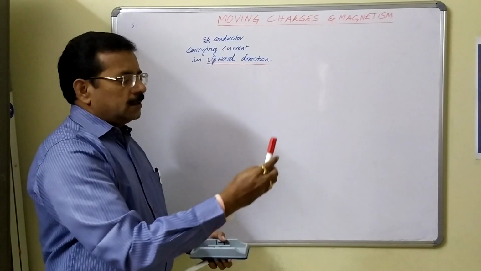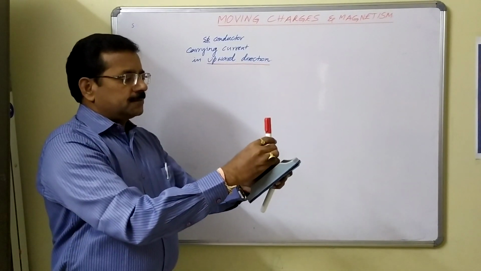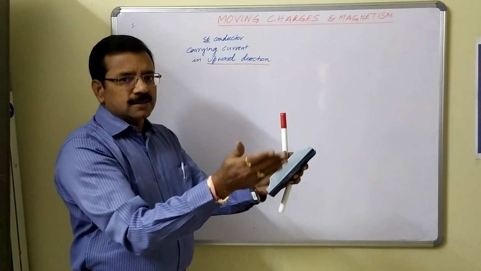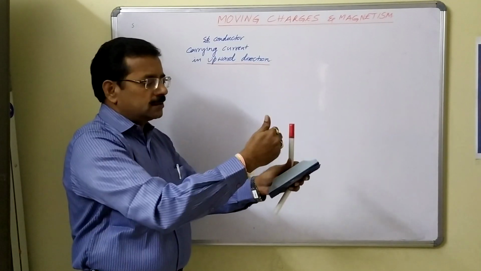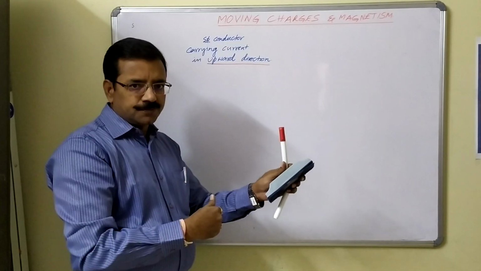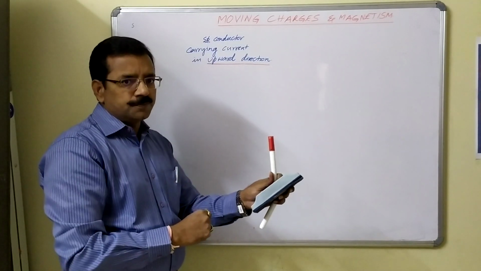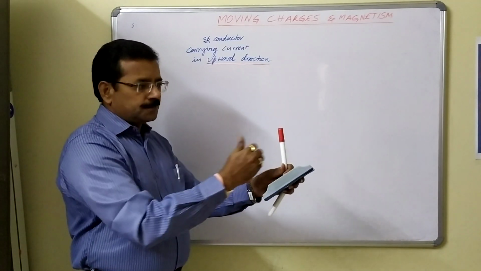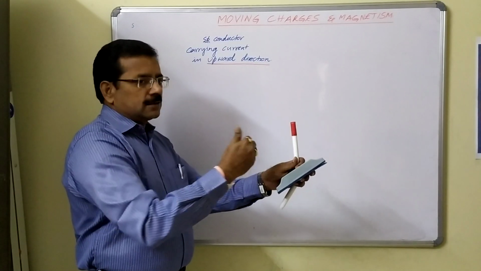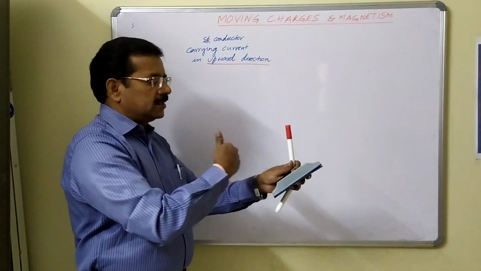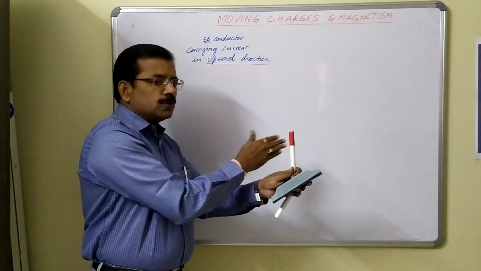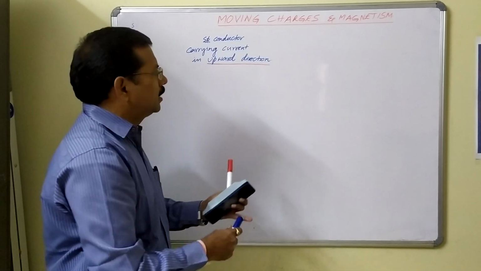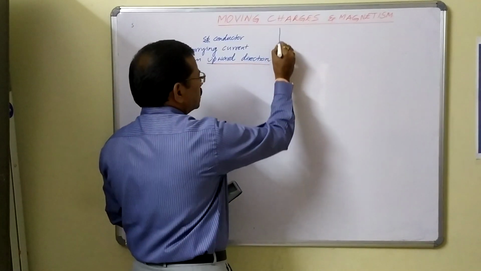Now, take this conductor as a reference. This side is taken as north. This is south. This is east. To your left is west. This is the convention we follow. Anything to the right of this conductor is east. Left side of this conductor, left side with respect to you, is west. Away from you is north. Towards you is south.